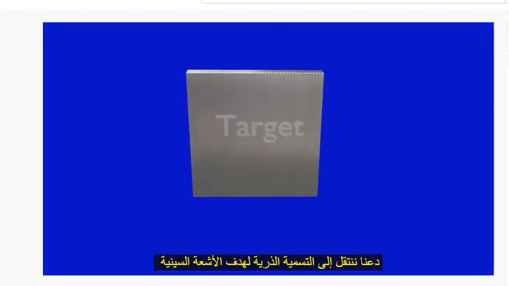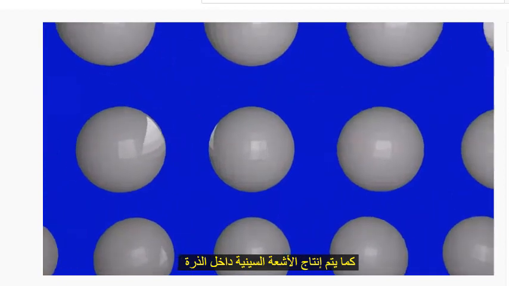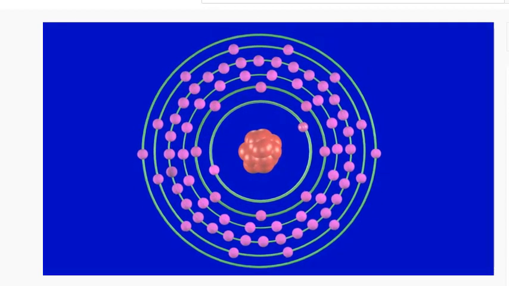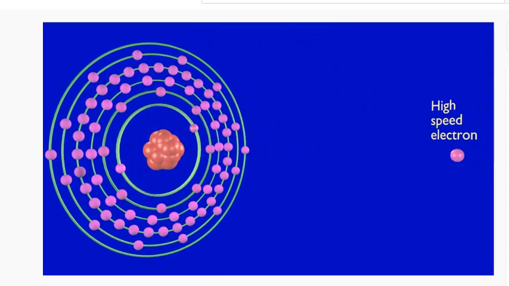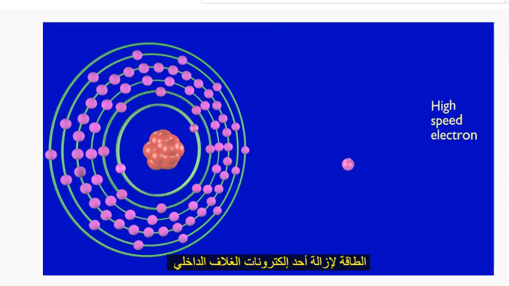Let's get down to the atomic level of the X-ray target, as X-rays are produced inside an atom. Here is an electron, which is thermionically produced from the filament and accelerated by the potential difference between anode and cathode. This electron spends part of its kinetic energy to remove one of the inner shell electrons of an atom inside the target.